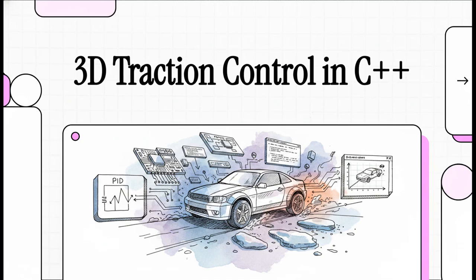Welcome, engineering students, to this visual tutorial on implementing real-time systems. Today, we are bridging the gap between theoretical physics and high-performance embedded software. We're going to break down the architecture of a 3D traction control system that was developed entirely in C++ using Visual Studio. You see, our goal as engineers isn't just to write code.